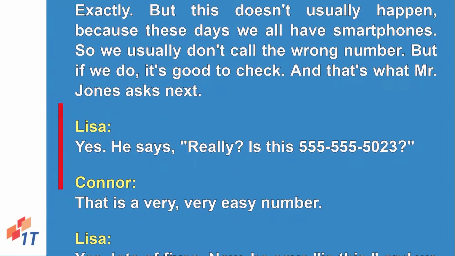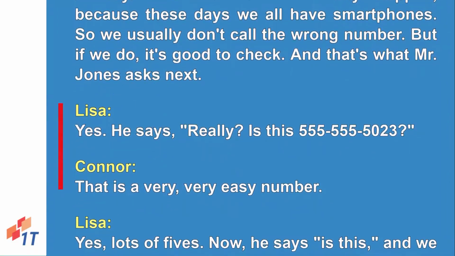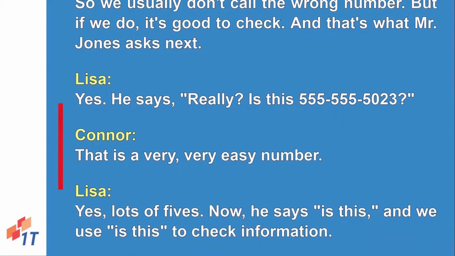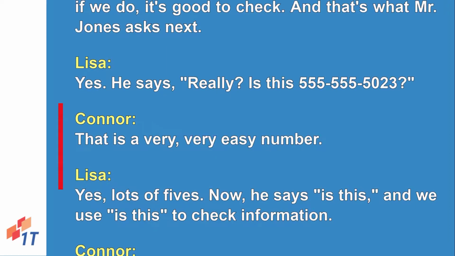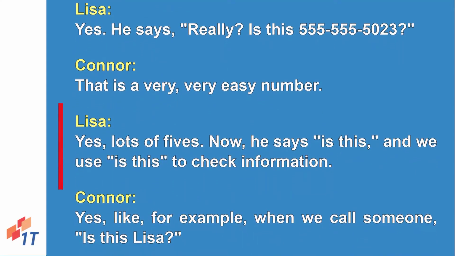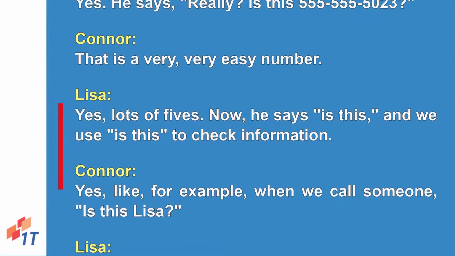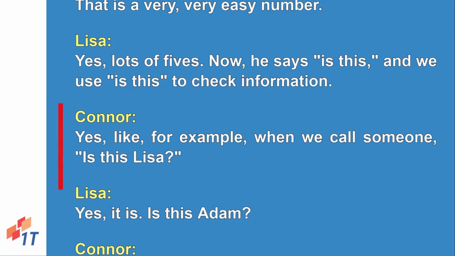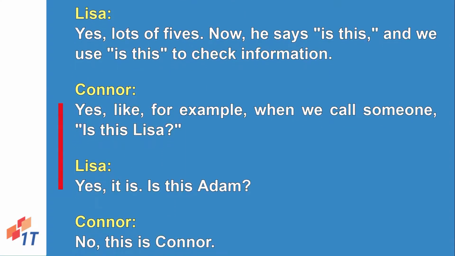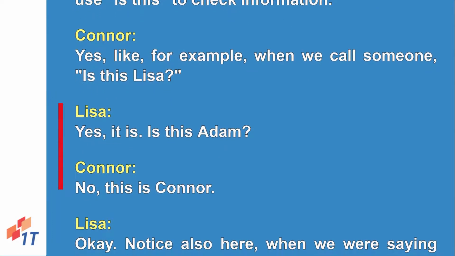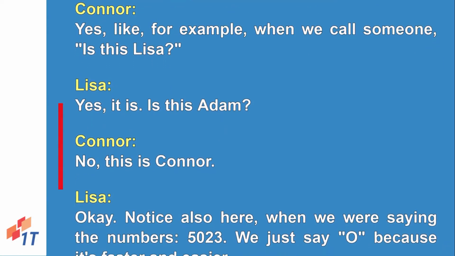He says, really? Is this 555 555 5023? That is a very easy number. Lots of fives. Now, he says, is this? And we use is this to check information. Like for example, when we call someone, is this Lisa? Yes, it is. Is this Adam? No, this is Connor.